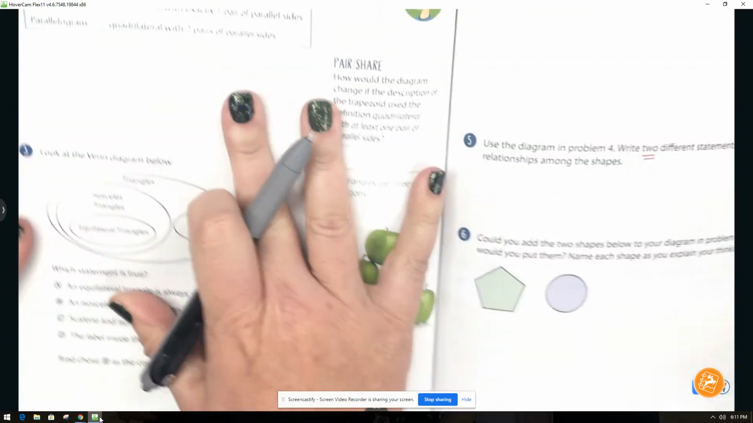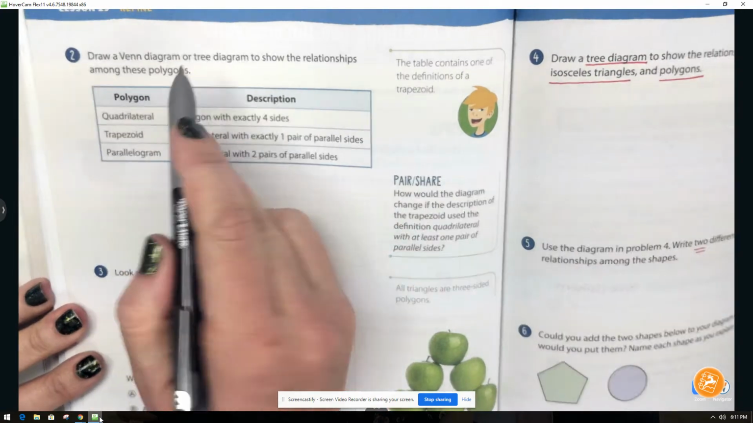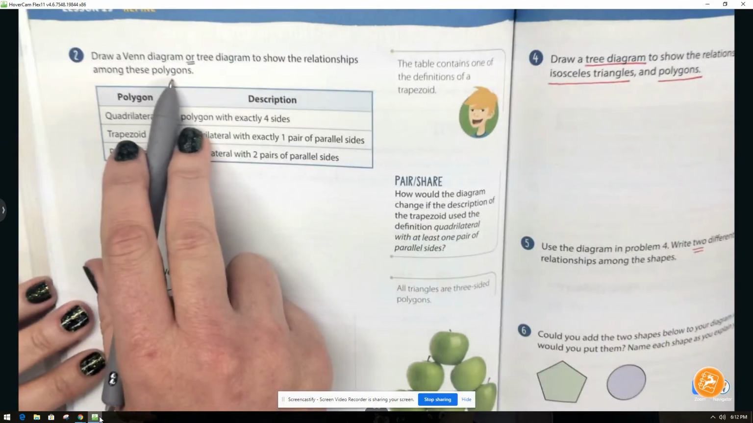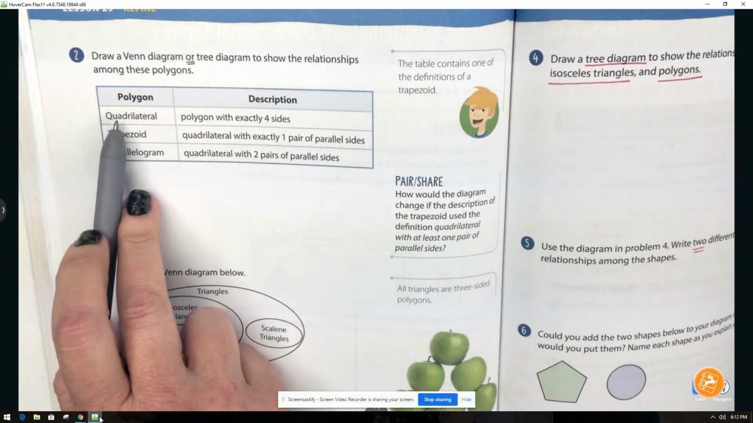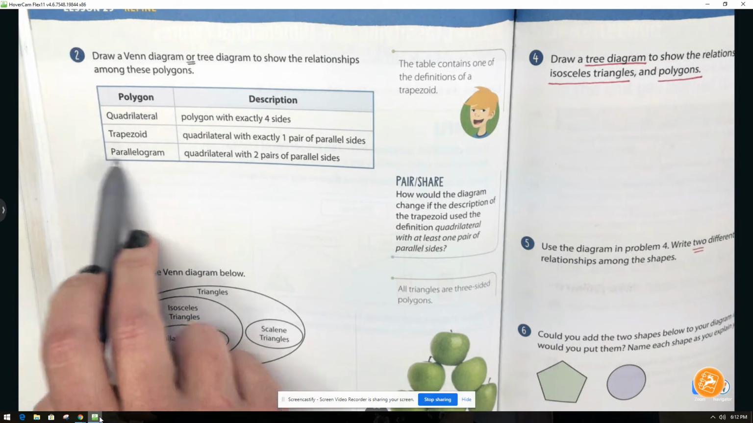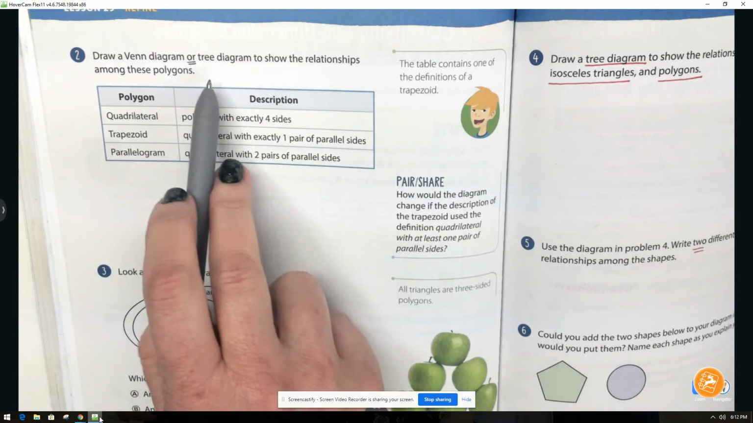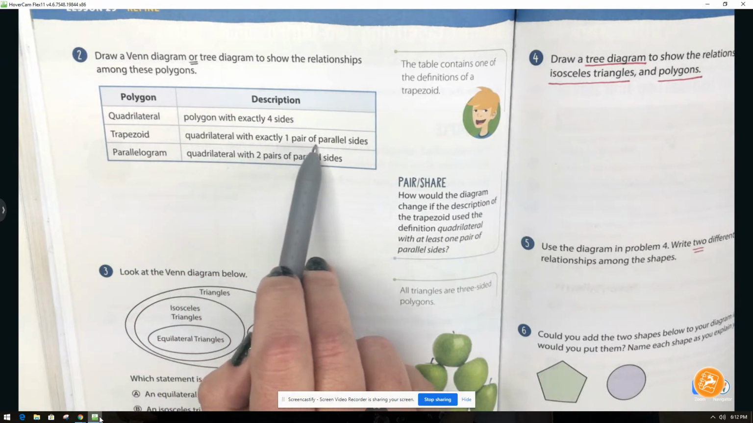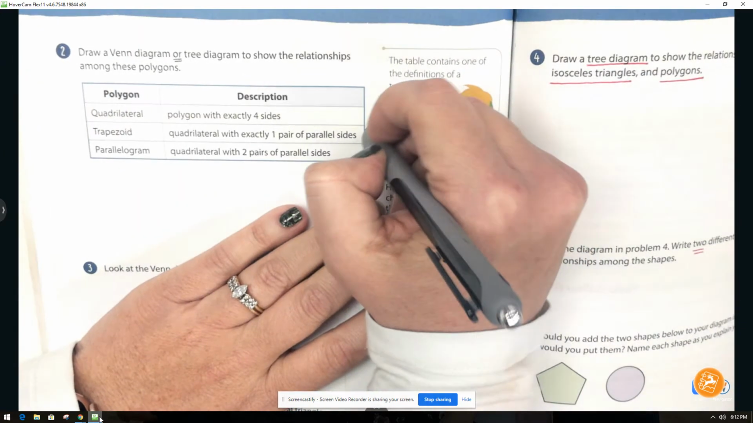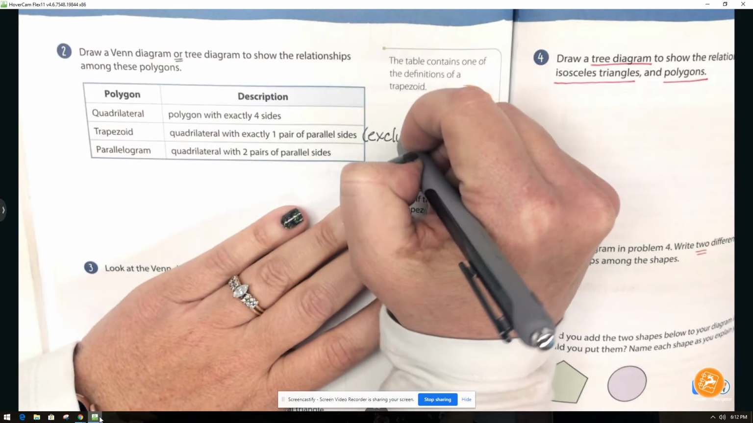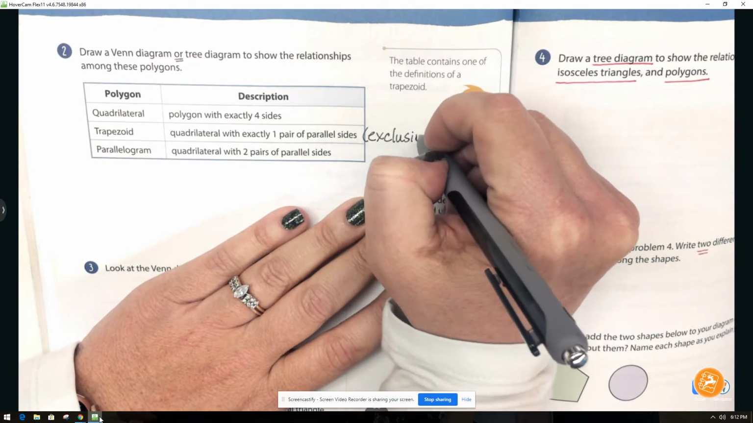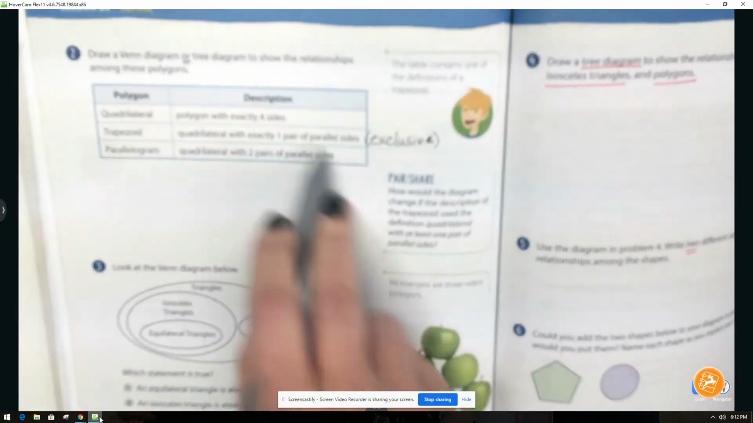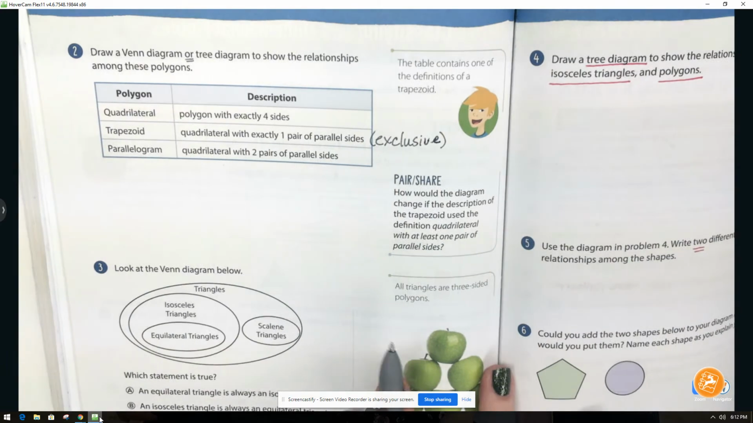Number 2, draw a Venn diagram or a tree diagram. Again, you get to choose your favorite to show the relationships among these polygons. So you're going to show me where a quadrilateral, a trapezoid, and a parallelogram would be using these descriptions. So look at this trapezoid, quadrilateral with exactly one pair of parallel sides. It is exclusive. So make sure that you use the correct order of everything using an exclusive trapezoid.